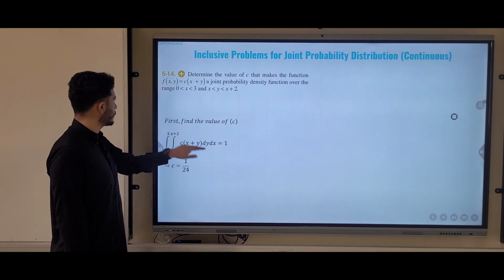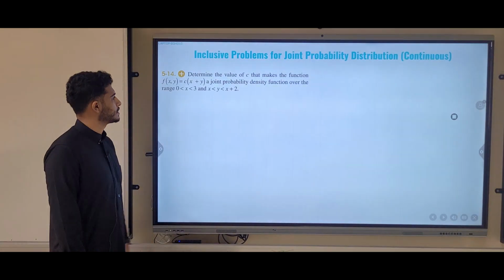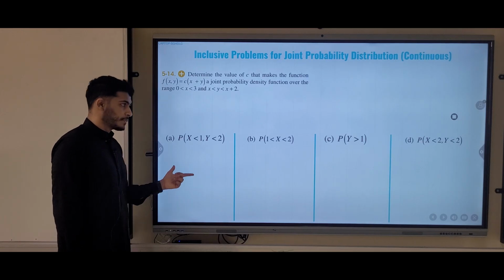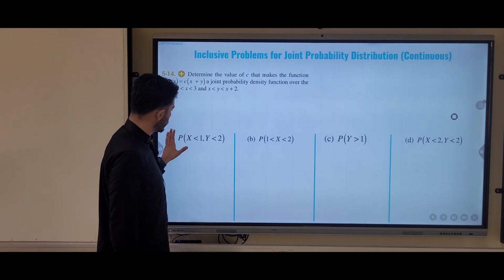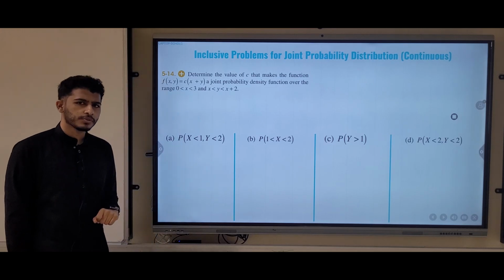This is the value for C. Now we're going to substitute it in there. Yep, now this is the new joint probability distribution function. Now let's solve these questions. Okay, these are the type of questions that I mean when I say that you might want to do some graphical solution.